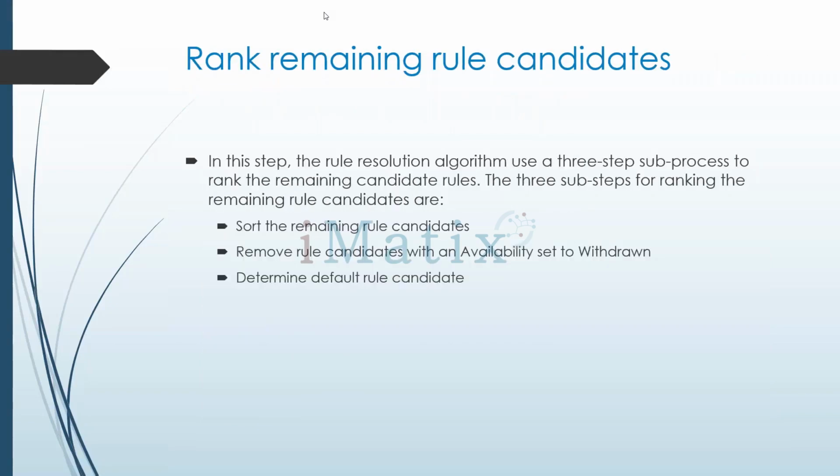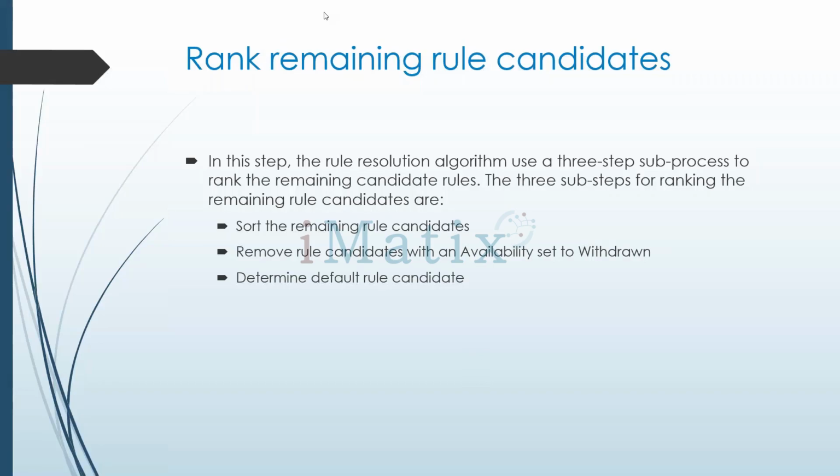Now almost the last step is going to be ranking the remaining rule candidates. You would give them a particular order. You will sort those rules. Now this ranking involves 3 sub-steps. You have to sort it, then check if any rules are set to withdraw and remove them, then identify the default rule candidate. 3 sub-steps are involved.